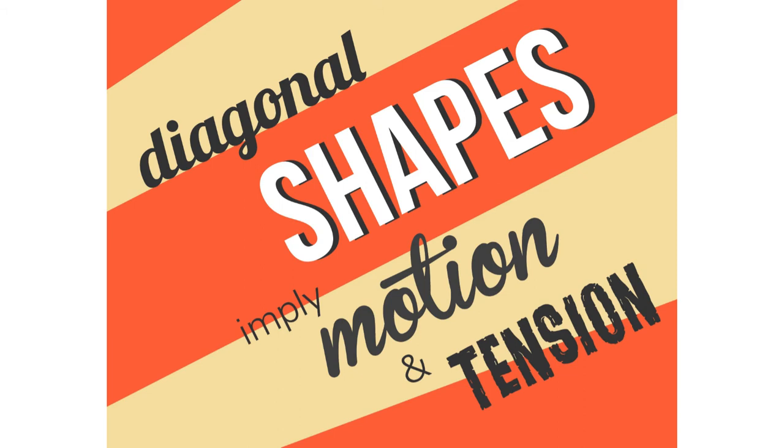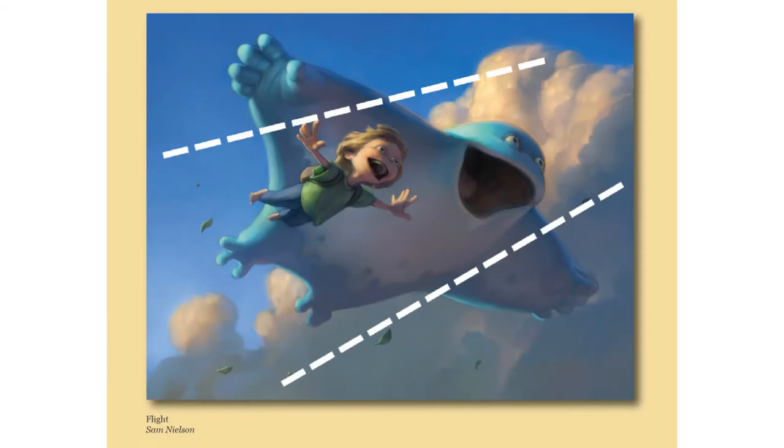Speaking of which, we have diagonal shapes. They imply motion, and they imply tension. All right, so those are two different ideas that it's implying. It can literally imply something is moving across the page, something is going to be moving in a certain direction, or is in the process of moving. That gives you motion. It can also imply tension, and we'll see two different versions.